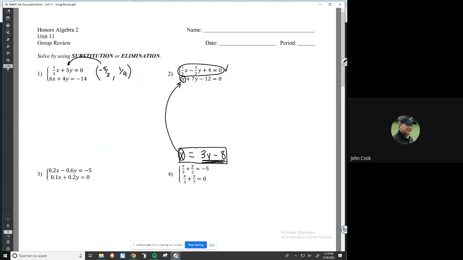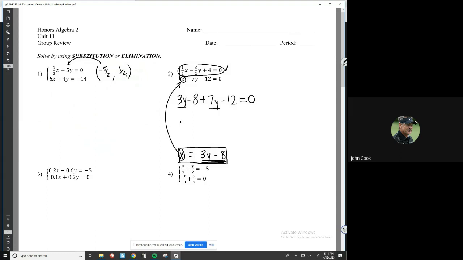Okay, so let's plug it in. Instead of x, we've got 3y minus 8, and then plus 7y, and then minus 12 equals 0. So we started off with 2 variables, x and y. Now through the process of substitution, we're down to just a single variable. So let's add this stuff up and see what we get. I'm going to combine like terms.